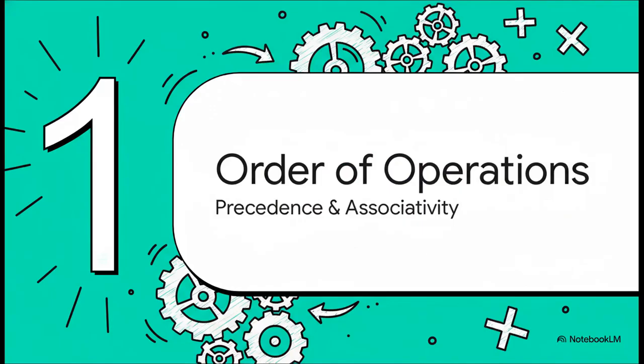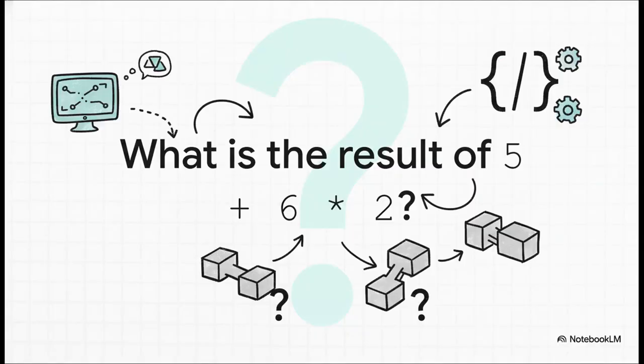To solve puzzles like that, we first need to understand the rules of the game. Think of it like a battle of operations. First, there's operator precedence, which is like a ranking system that decides which operation goes first. And then there's associativity, the tiebreaker rule for when operators have the same rank. Let's start with a really fundamental challenge.